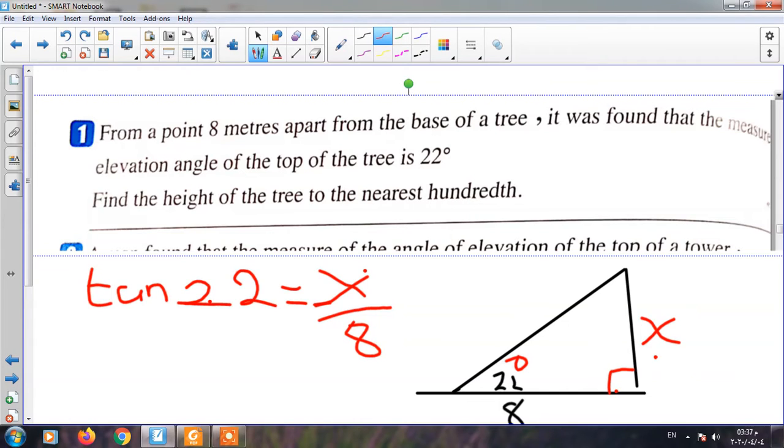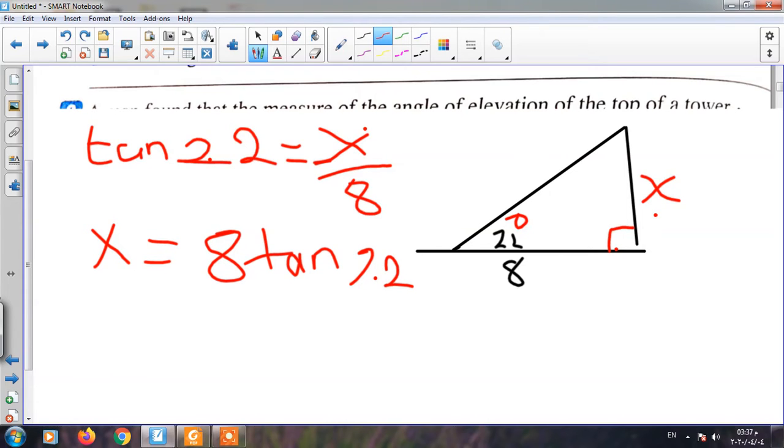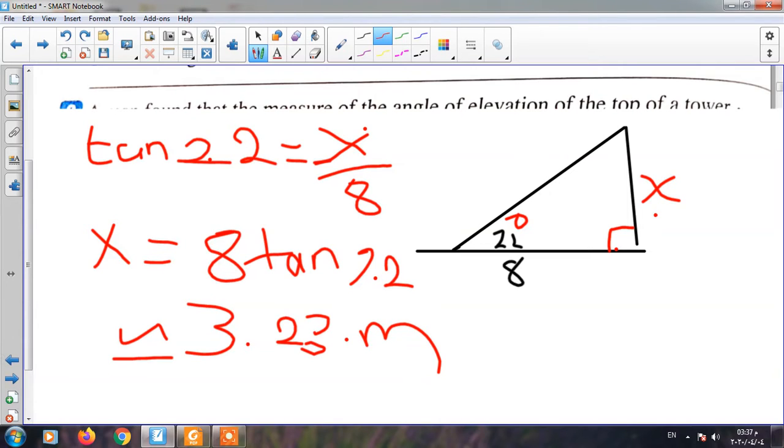What do we have here? We have a right angle triangle. How can I get the x? You have x and you have the angle and you have 8. What is the relation between x and 8? Opposite and the angle, and the adjacent and the angle. So we have tan 22 equals x over 8. Then x, or the height of the tree, is going to be 8 tan 22. And he asked to approximate the result, so you are going to put it in the calculator. You will find it's 3.23 meters. He is asking about approximating to the nearest 2 decimal places, or hundredth.